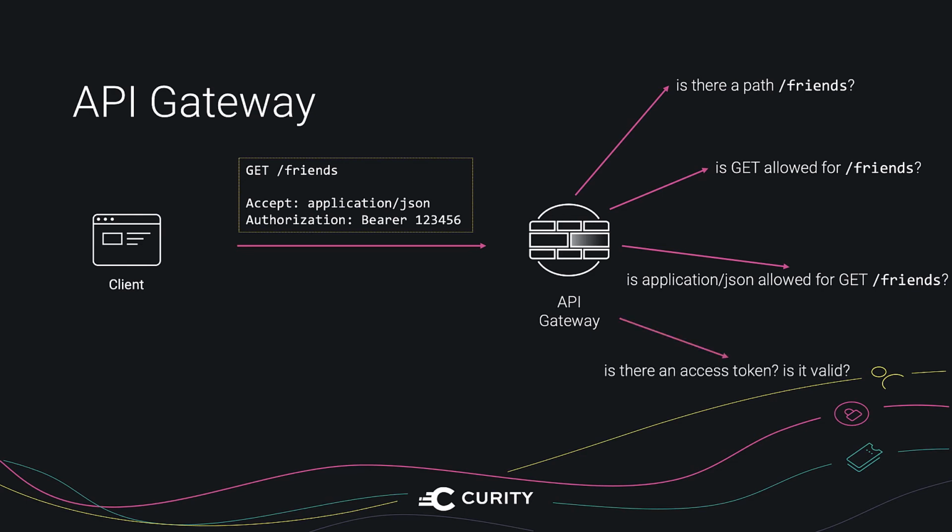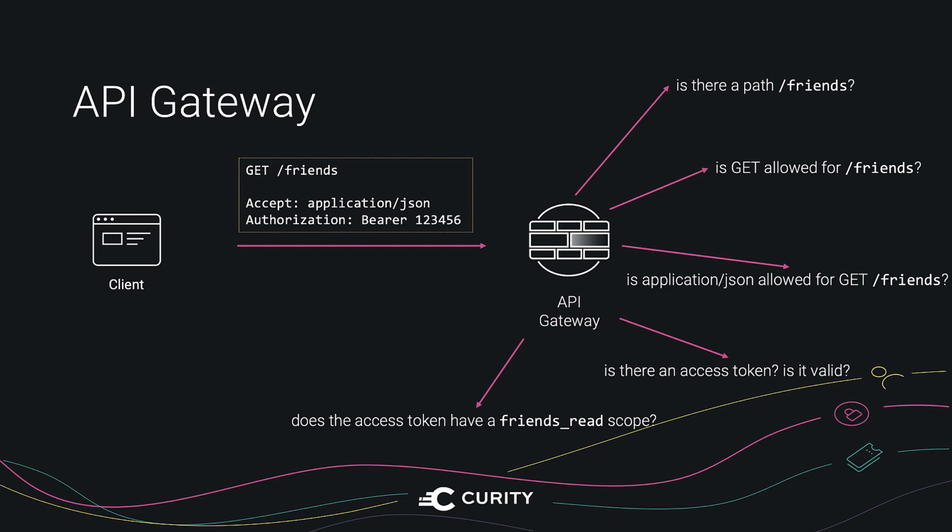It can then check if there's a bearer access token in the authorization header, and if so, does it conform to the format used by the API? The gateway can check whether the token is valid. If it's a JWT, the signature can be verified and the claims checked. If it's an opaque token, the gateway can ask the authorization server whether the token is valid, and if it has access to the token's scopes, check whether it has the scope required by the API, for example, the friends read scope. Requests which fail this validation can be rejected by the gateway and will never make their way to the API.